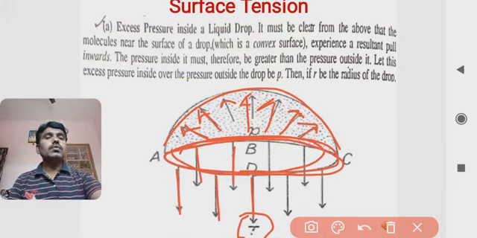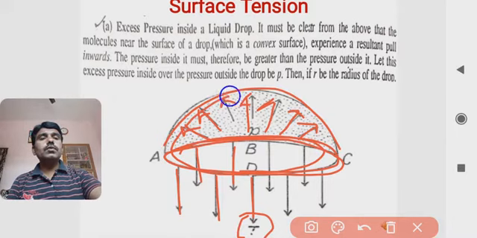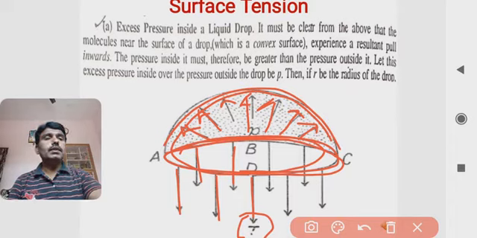Sorry, that is to be given here, in this part. So it gives you such a convex surface. So the molecules near the surface of the drop, having the convex surface, experience a resultant pull inward.